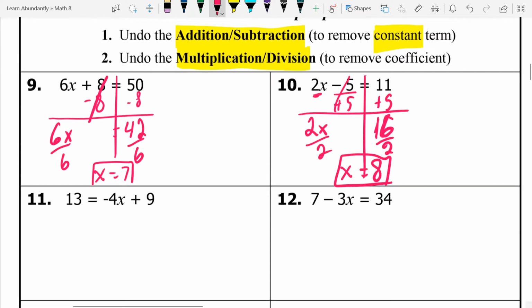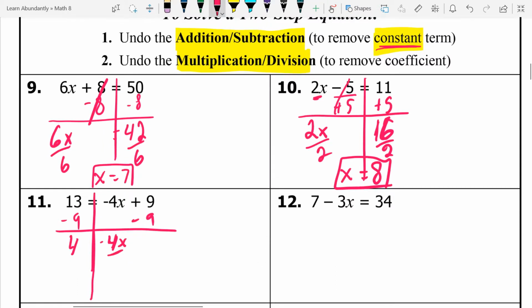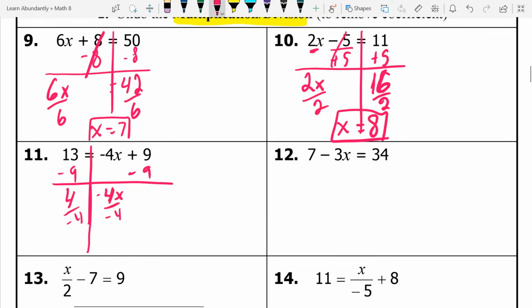Number 11. When I do number 11, again, I'm going to try to get the x by itself. The easiest part to do is the constant term. The constant term doesn't have a variable on it, so I'm going to subtract 9 from both sides. When I do that, on the left-hand side I get 4, and on the right-hand side I have negative 4x. I still don't have the x by itself, so I'm going to divide both sides by negative 4. And when I do that, to cancel out, I end up with x equals negative 1.